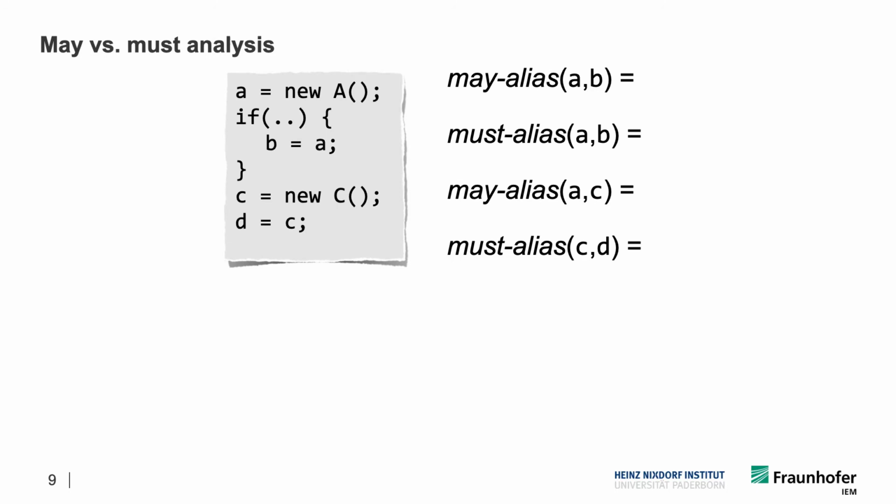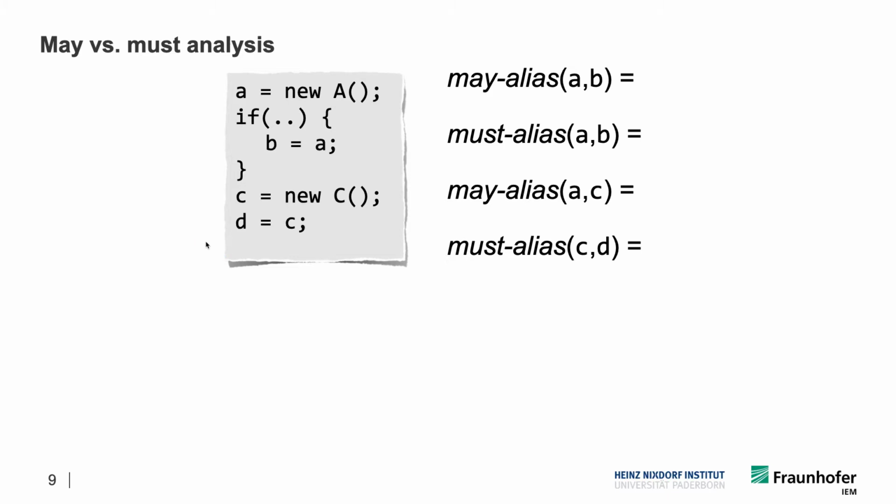So let's take a look at this a bit more deeply. Here's an example I want to show you. It's a relatively simple program. We are allocating two objects, an A object and a C object, but the types are not important here. We are assigning them to these variables, and there is a potential assignment of A to B, which potentially causes these two variables to alias. And C and D after that statement are definitely aliased, okay?